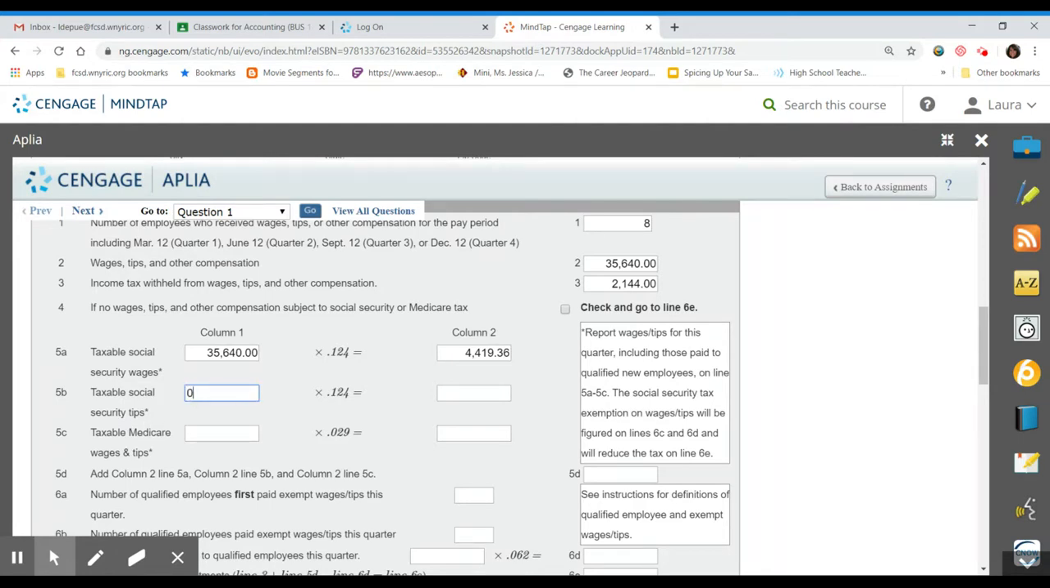The taxable Social Security tips, we have none. I thought we'd put a 0 here, but it does not work, so we just leave this blank. Anytime there's going to be a 0 in this form on this online platform, we just leave it blank. The Medicare, we do the same thing. We start with the $35,640, and we multiply that by 0.029. We remember that Medicare is 1.45%, but this is also doubled, so it's 2.9%. Move the decimal over 2 places, and that gives us 0.029. Take this number, multiply it by that decimal, and we should get $1,033.56.